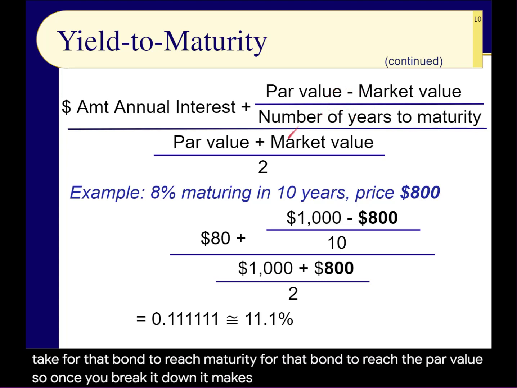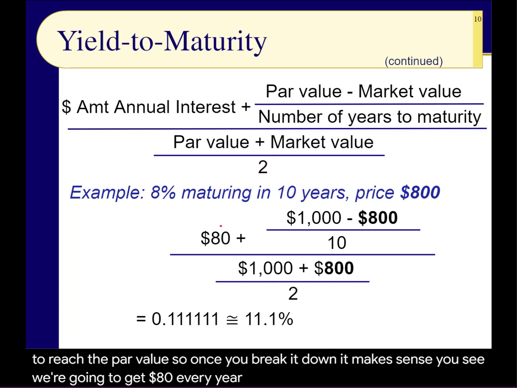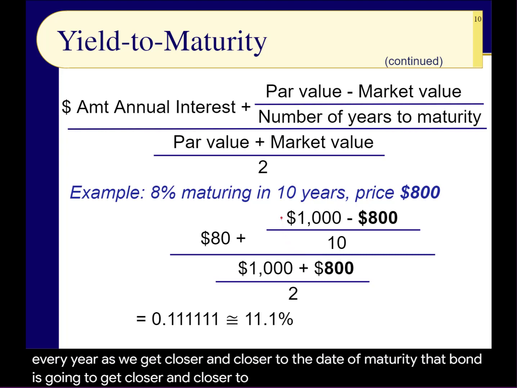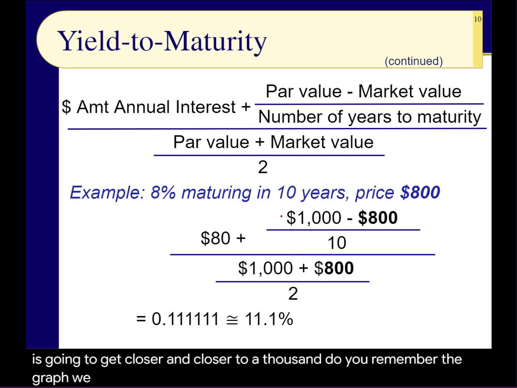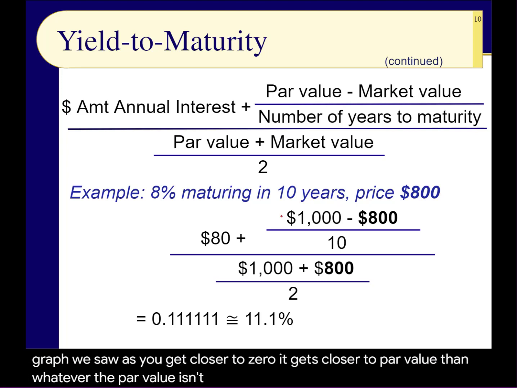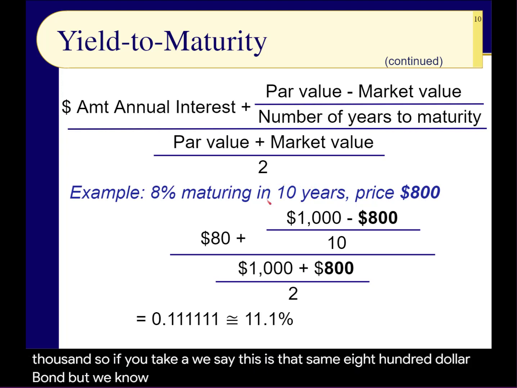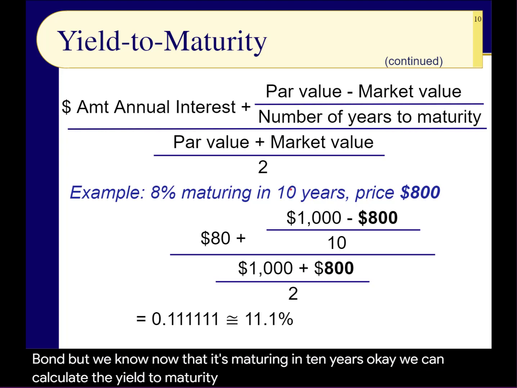You see, we're going to get $80 every year. But what's going to happen every year as we get closer and closer to the date of maturity? That bond is going to get closer and closer to 1,000. Do you remember the graph we saw? As you get closer to 0, it gets closer to par value, whatever the par value is. In this case, the par value is always 1,000. So say this is that same $800 bond, but we know now that it's maturing in 10 years. Okay, we can calculate the yield to maturity.